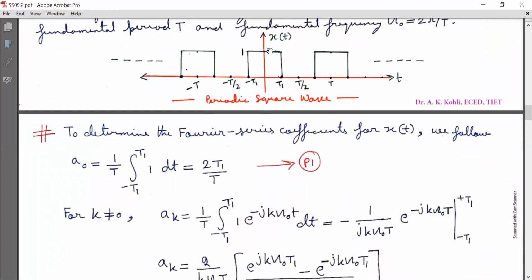Here x(t) is 1 for t in the range -T1 to T1. So here there is a limit -T1 to T1 in this integration. So a0 is equal to 1 by T integration from -T1 to T1 of 1 dt, and that is equal to 2T1 by T. Mark it as equation P1.